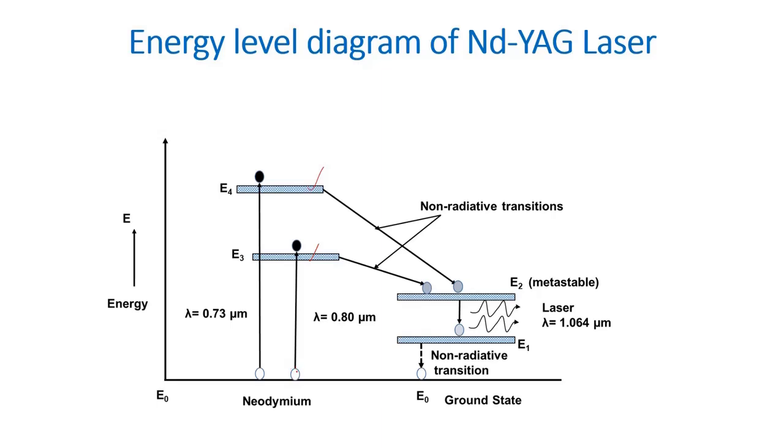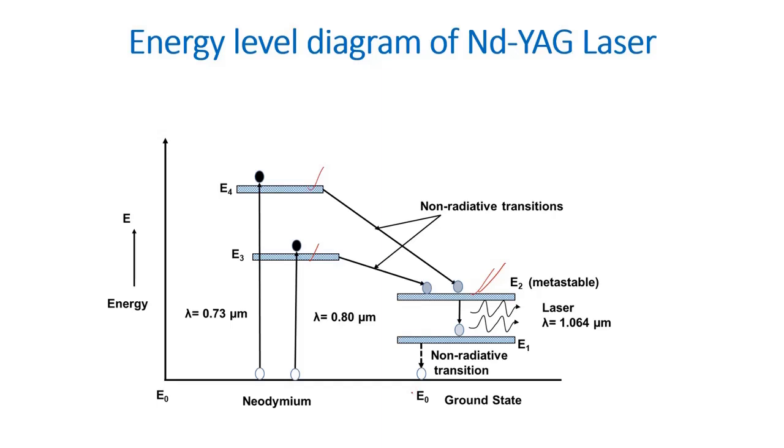Hence, the Nd3+ ions undergo non-radiative transition from E3 or E4 to the metastable state E2. As most of the neodymium ions are in the energy level E2, population inversion is attained between the levels E2 and E1. When an ion de-excites by the spontaneous transition from E2 to E1, it emits a photon of energy h nu, which is equal to E2 minus E1. Then the laser action is initiated.